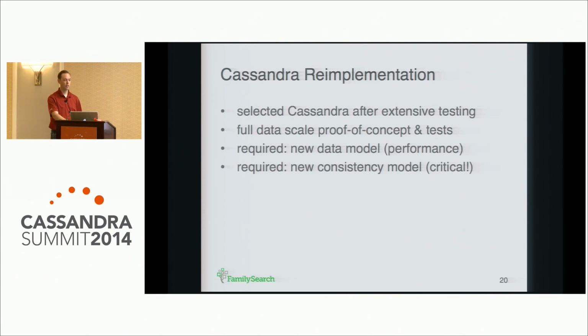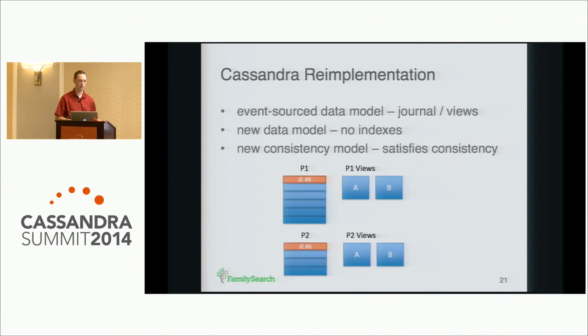But we had to reinvent the data model, and we had to reinvent a consistency model. We were using optimistic concurrency, update where ID is this and version is X. And that didn't work anymore with the distributed database. So let's talk about the reimplementation.